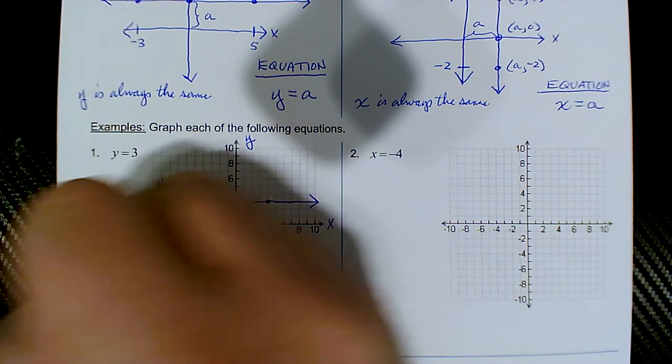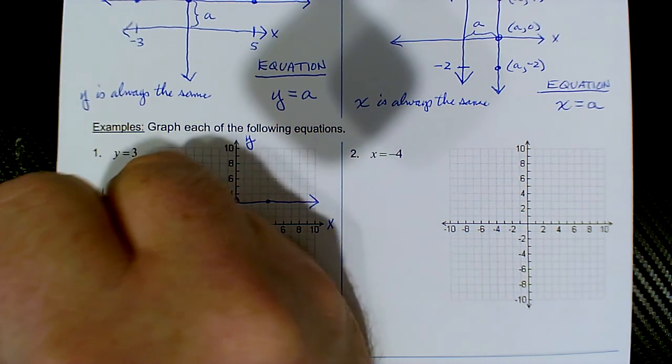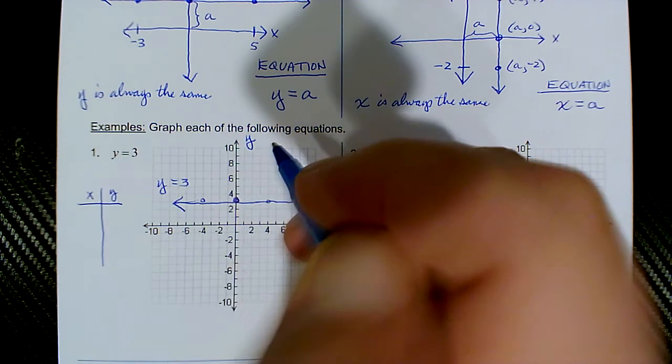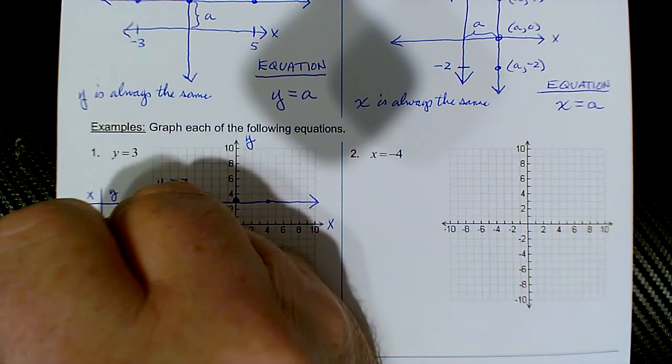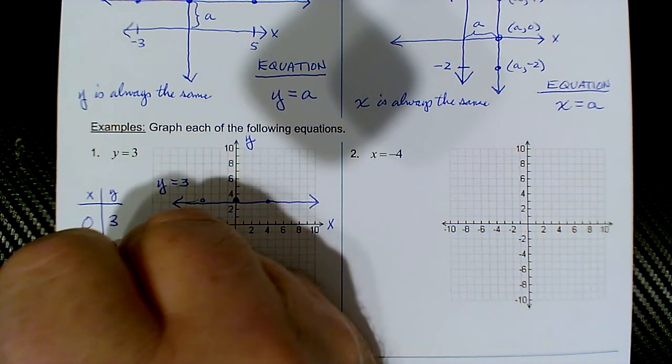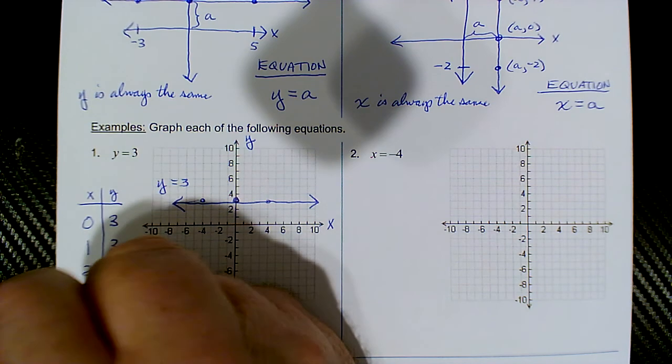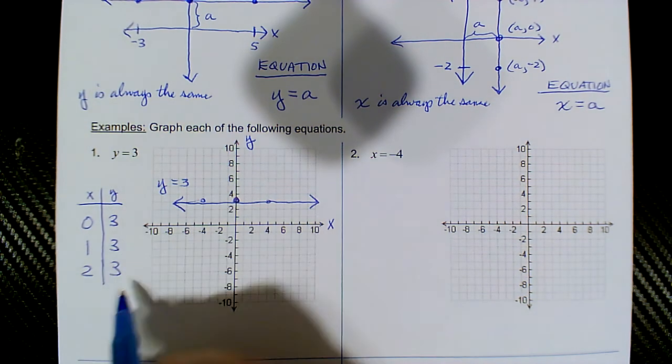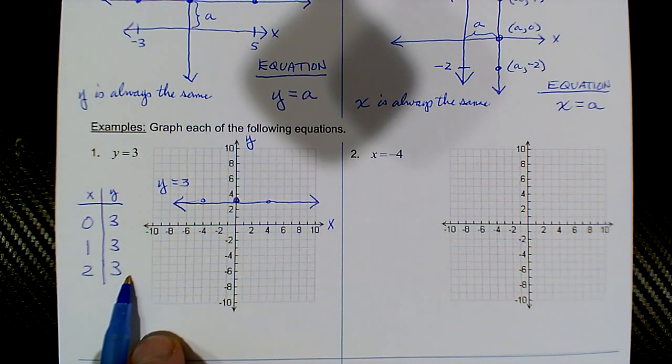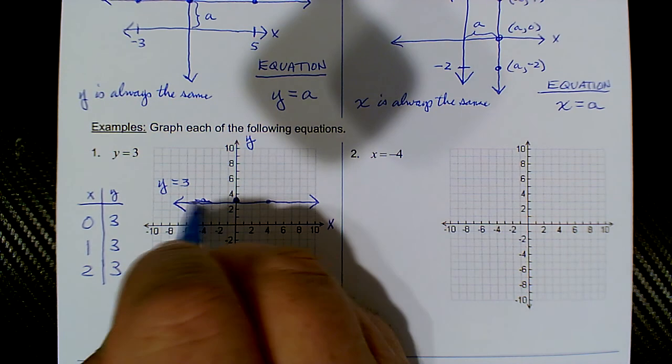See, even if you created a table of ordered pairs, x and y, you pick x is 0, y is 3. You pick x is 1, y is 3. You pick x is 2, y is 3. No matter what value of x you pick, y is always 3. And so that's the horizontal line.